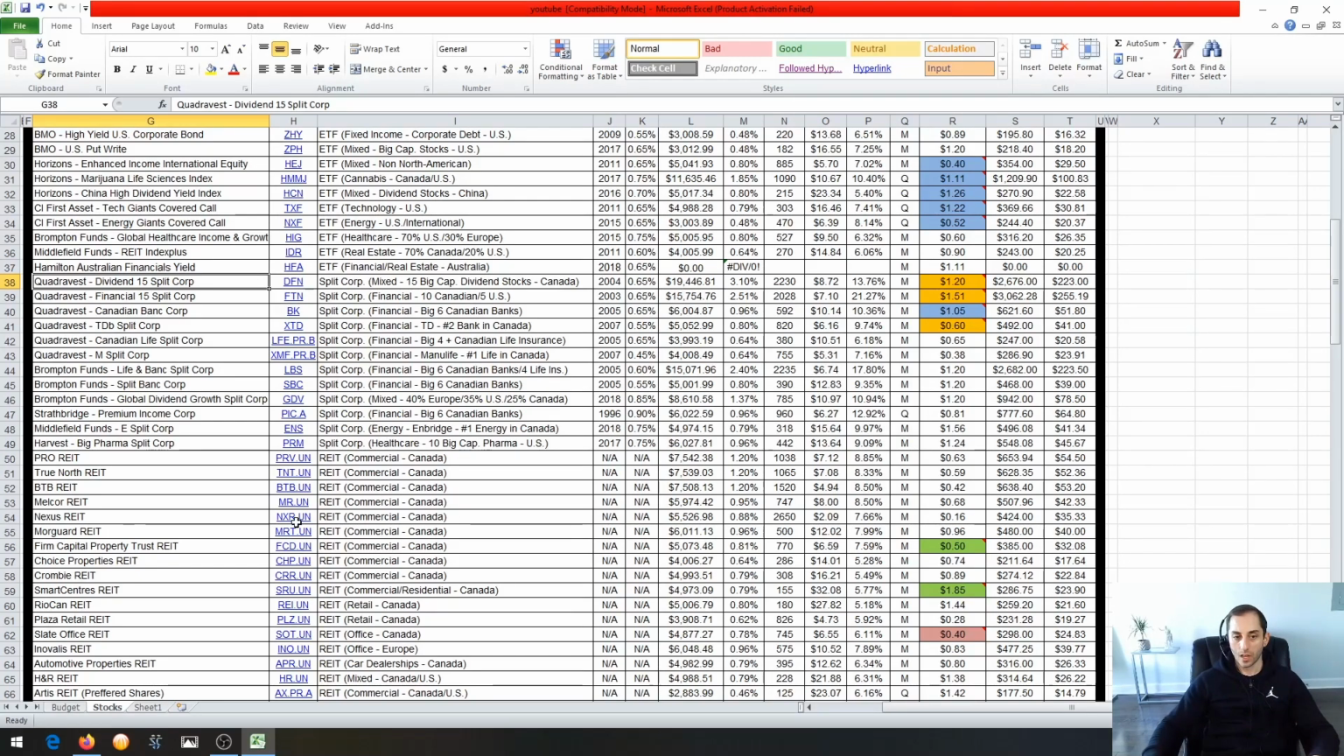All right, so the first split share corp I have, and this is the crown jewel of my portfolio, is called the Dividend 15 Split Corp. This is from a company called Quadravest. They make the best split share corporations, by the way. It's called Dividend 15 because there are 15 companies and they all give a dividend. They're all big cap dividend companies in Canada, so it's a really, really safe one because of the companies in the fund. These guys have been doing it since 2004, and I think they never missed a dividend payment until this month.